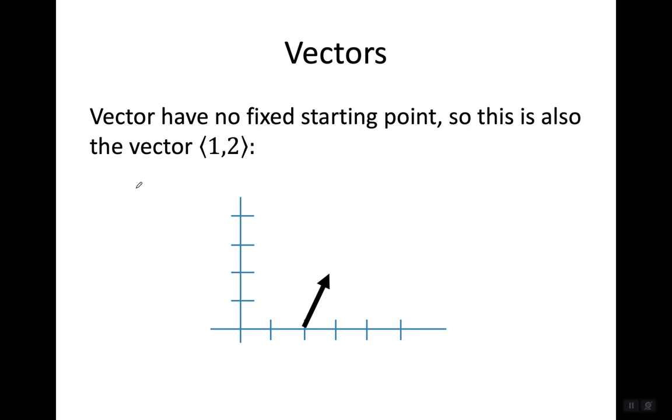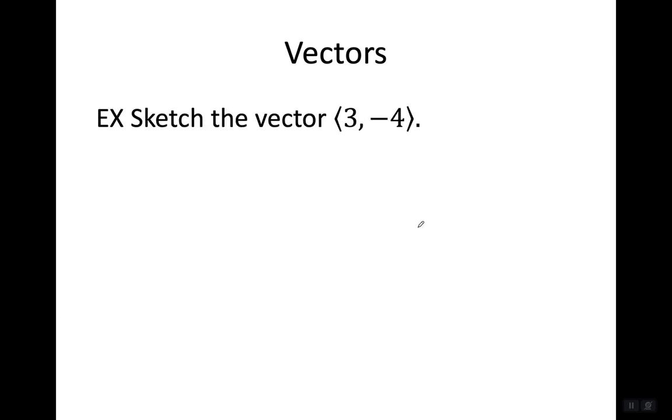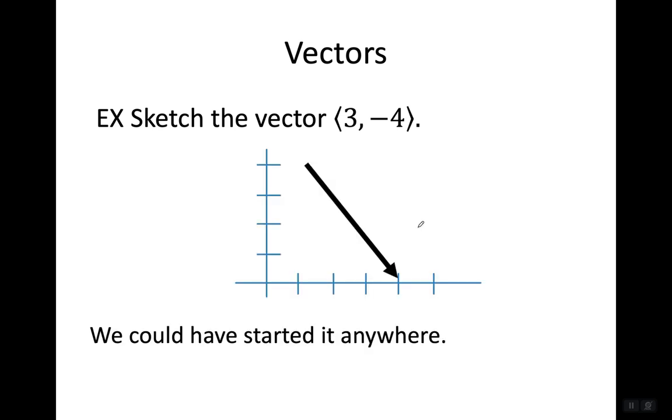Vectors have no fixed starting point, so this is also the vector 1, 2. Or I could have done it like this. This is also the vector 1, 2. Same thing with this. Sketch the vector 3, negative 4. Well, we could have started it anywhere. This is where I started it.